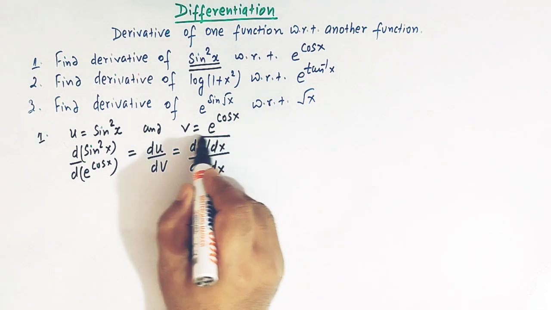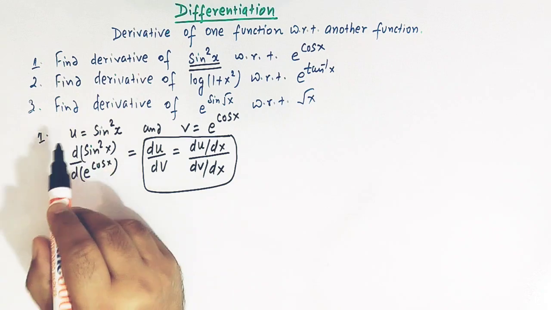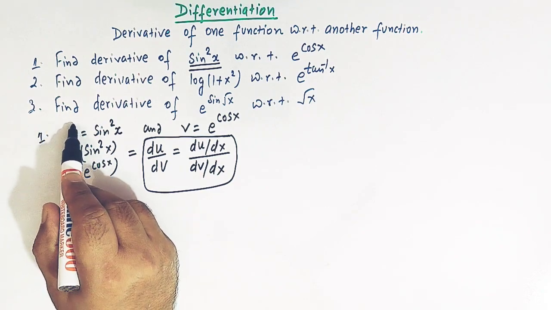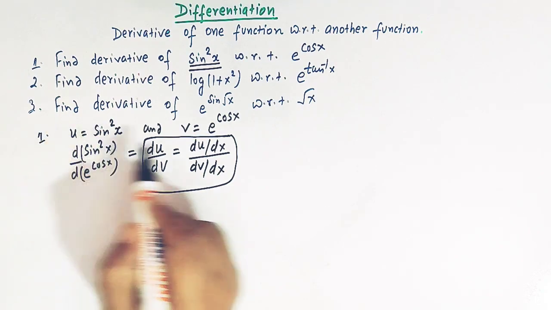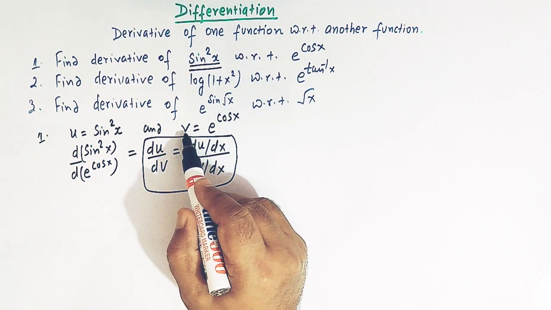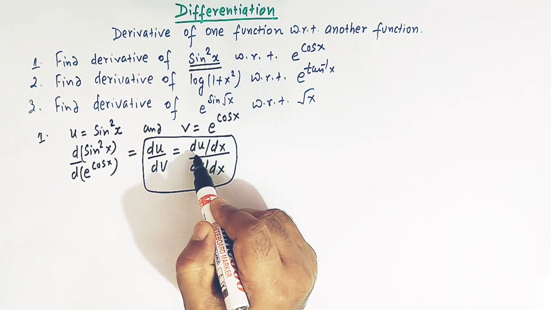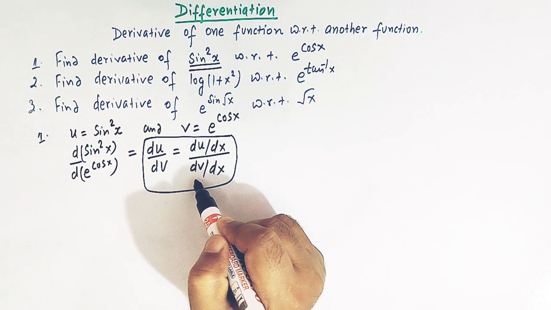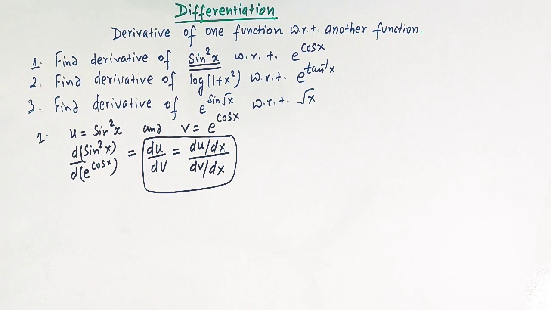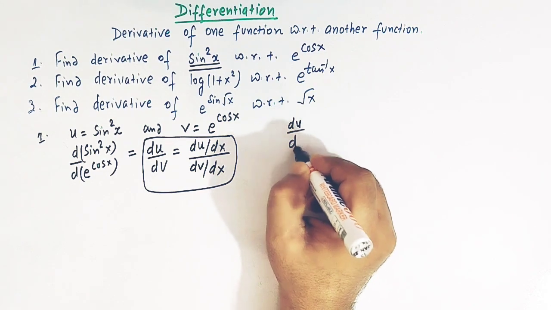What does this result imply? This result says that we have to first find the derivative of u with respect to x, and then find the derivative of v with respect to x, and then we can divide du by dx with dv by dx. Now let us find the derivative du over dx.